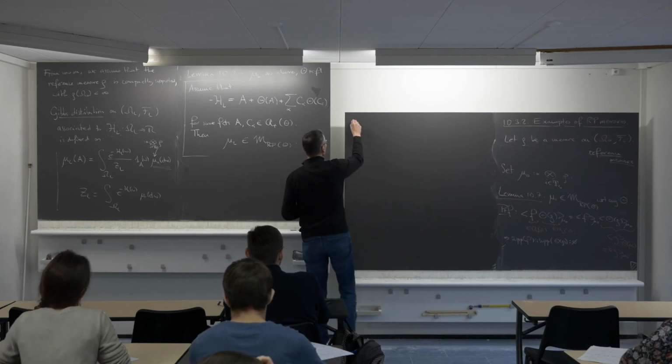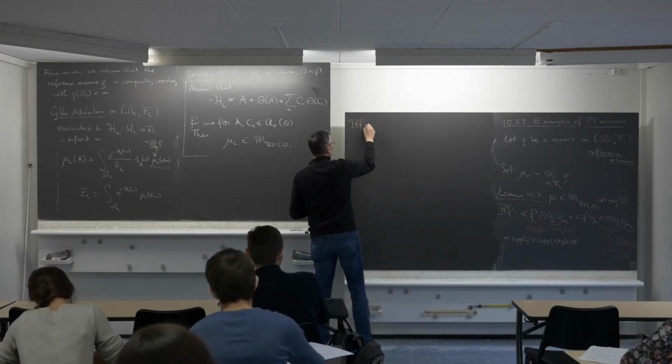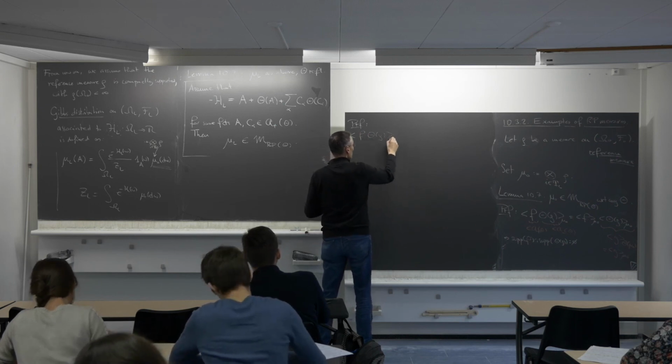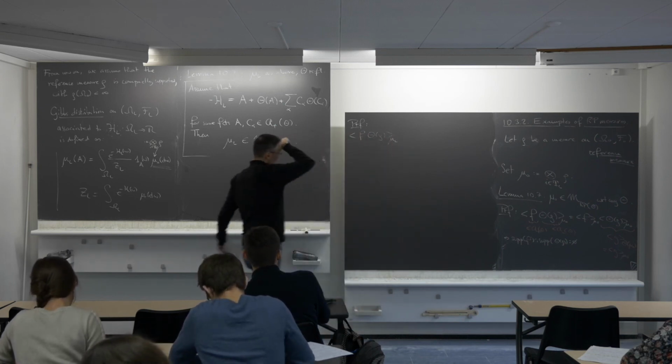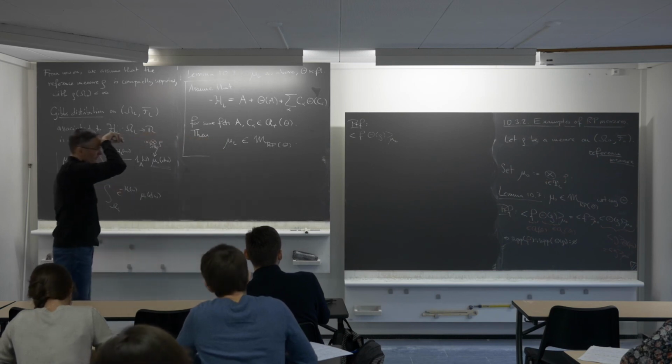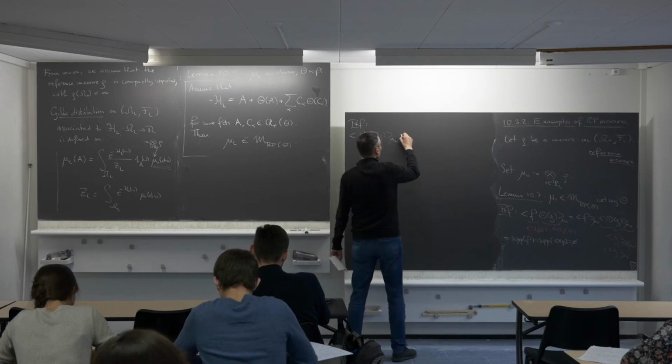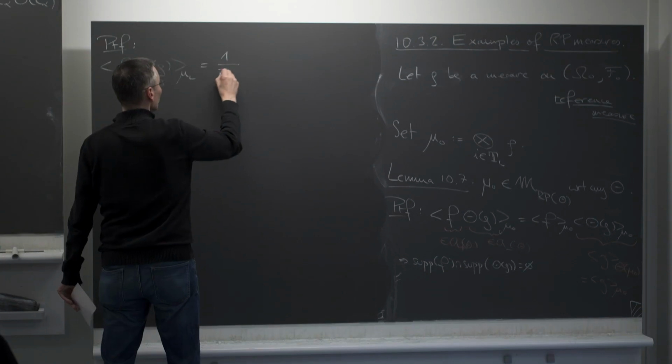Okay, proof. What we have to analyze is the product f theta g for two functions f and g, which are in A plus of theta. Then this, by definition, is 1 over Z.